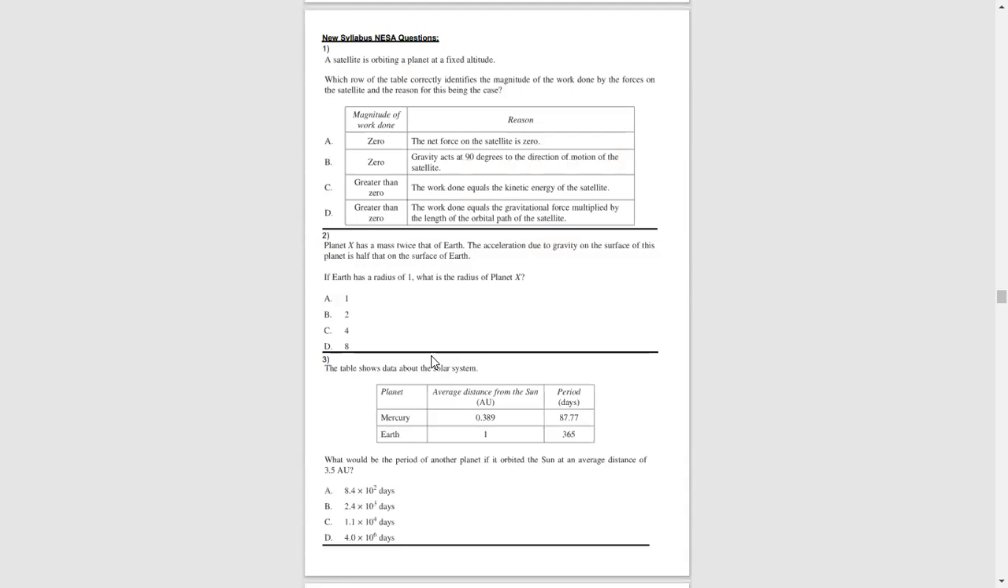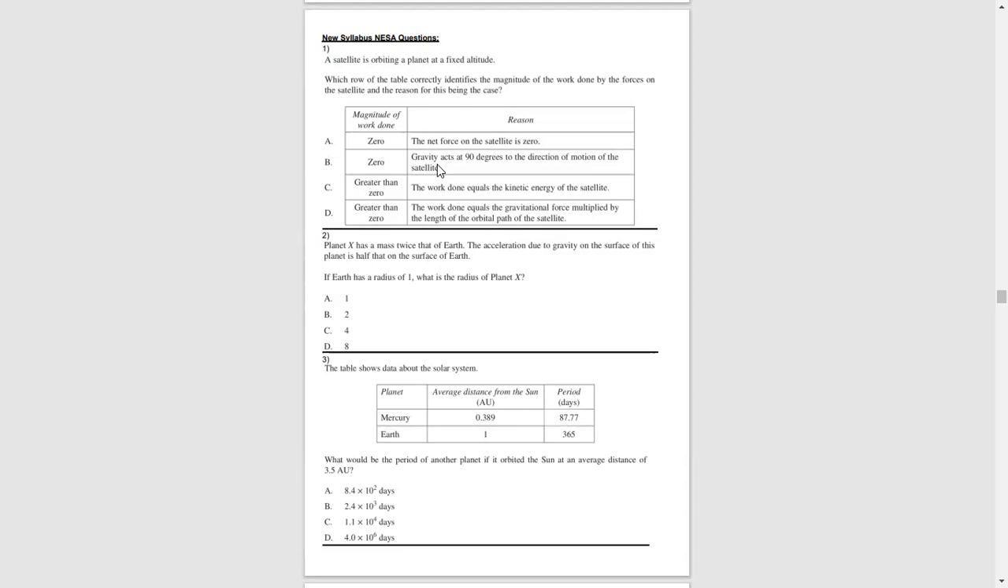Okay. So now we're starting to move into satellites a bit more. A satellite is orbiting a planet at a fixed altitude. The question asks which row identifies the magnitude of the work done by forces on the satellite, and the reason for this being the case. Well, if it's at a fixed altitude, then the GPE is not changing. Because the GPE is not changing, then ideally no work is done on the satellite, because gravity acts at a 90 degree angle to the direction of motion of the satellite.